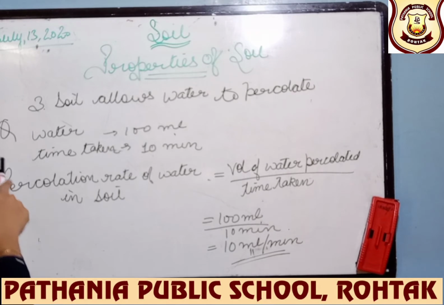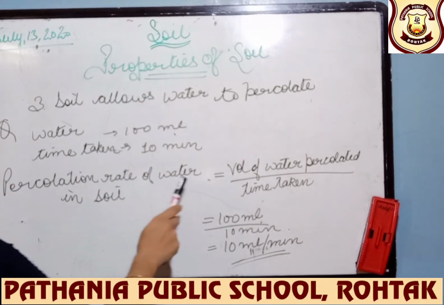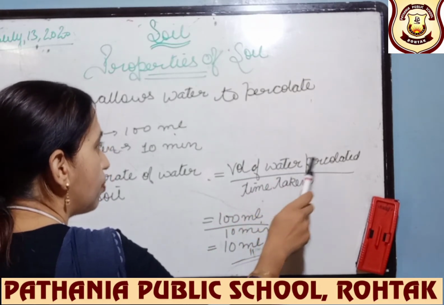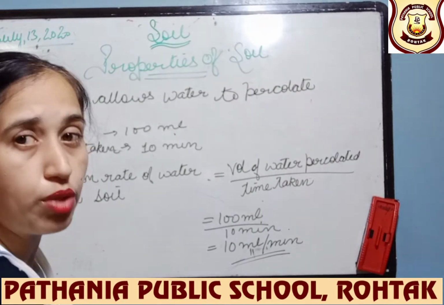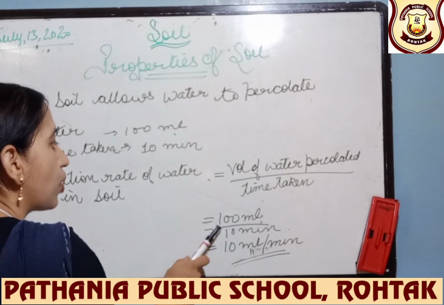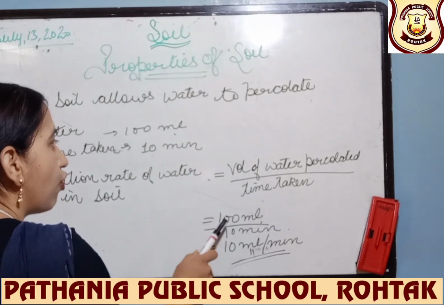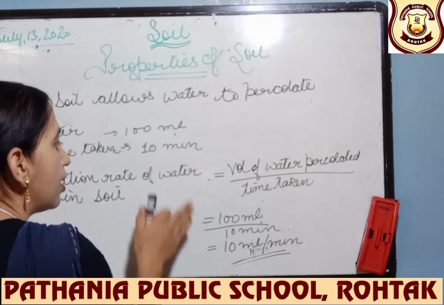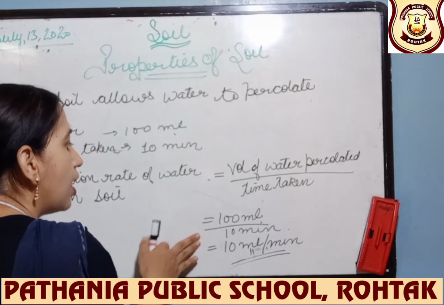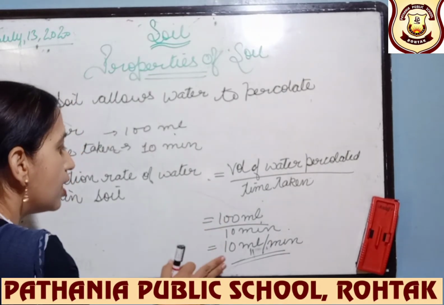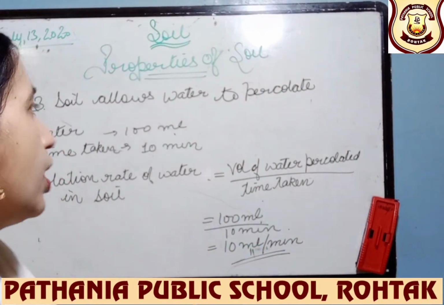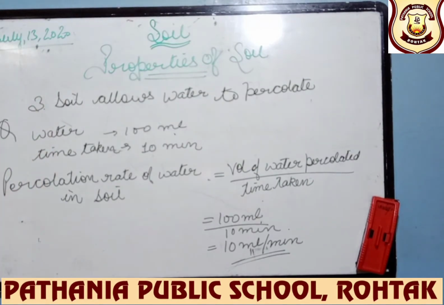And the question, according to the formula, the percolation rate of water in soil, what is the formula? It says that the volume of water percolated upon the time taken for the percolation is equal to the values that are given. You can put in these values: volume of water percolated is given as 100 ml, so you will put 100 ml over here. When 10 minutes are given, you will put 10 minutes here. After the calculation, you will get the answer 10 ml per minute. This is the answer, that all we have done with the soil allows water to percolate through it.